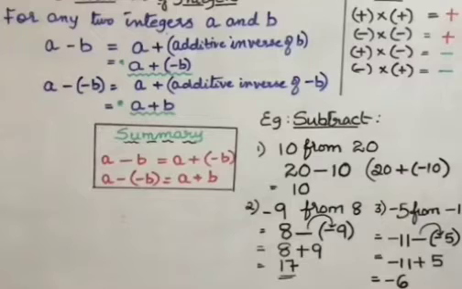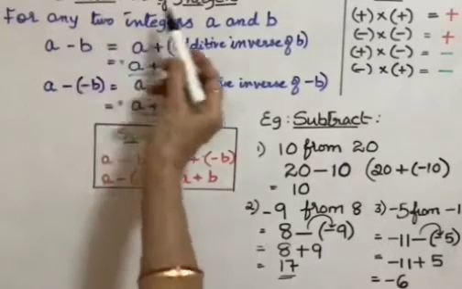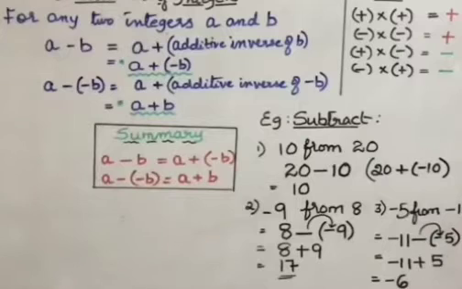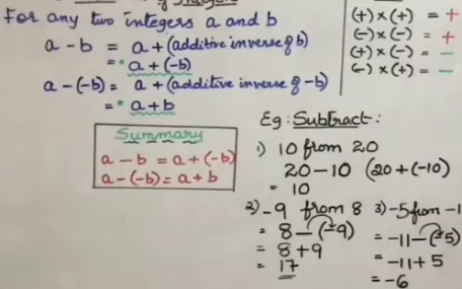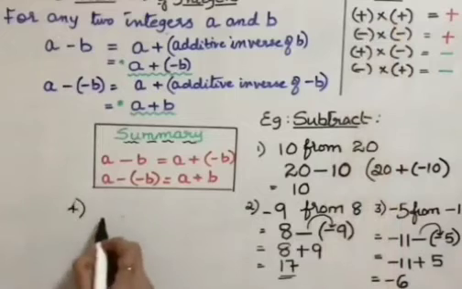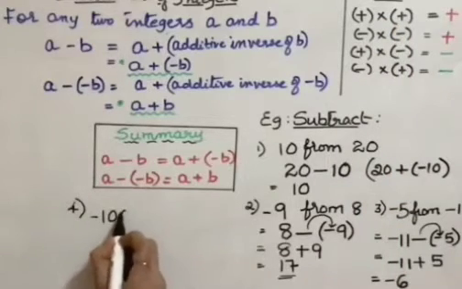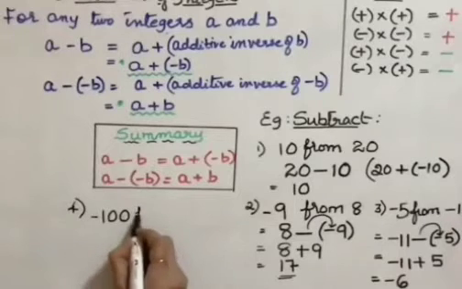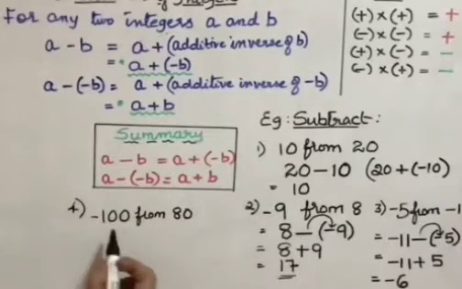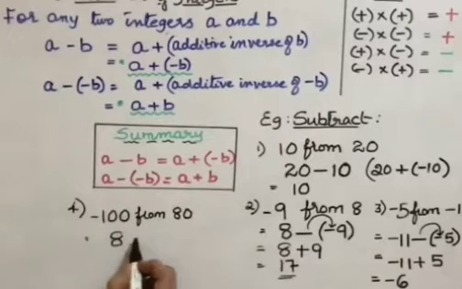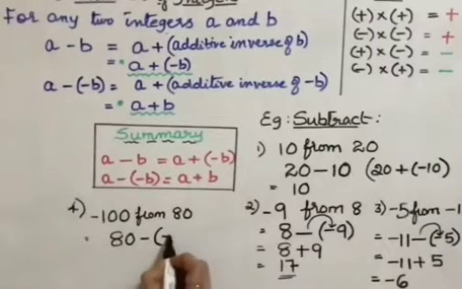To subtract an integer, add the inverse of the second integer to the first integer. I repeat, to subtract integers, add the additive inverse of the second integer to the first integer, or simply remember these rules. Minus 100 from 80. So it is 80 minus of minus 100.